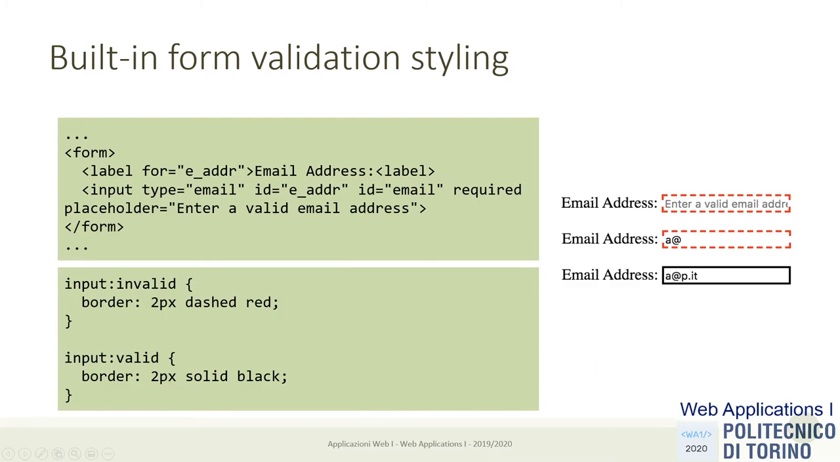For example, in this case, we have a CSS that will draw a dashed red border around an invalid input element, and a black border around a valid element. So dynamically, when the user types, the invalid pseudo attributes will change in real time, and so the style will also change in real time.